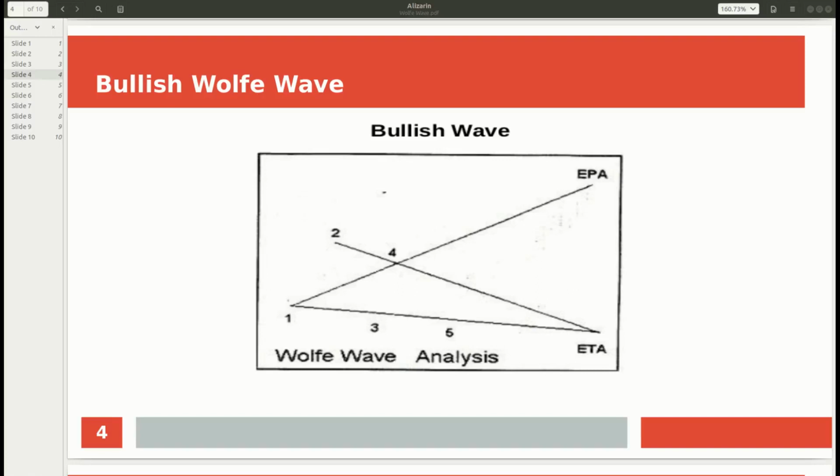In an ideal trade based on the Wolfe Wave, the price is expected to touch the estimated price arrival before the estimated time of arrival. When we enter the trade after it bounces off point 5, we would be expected to stay in the trade until price touches the estimated price arrival line.